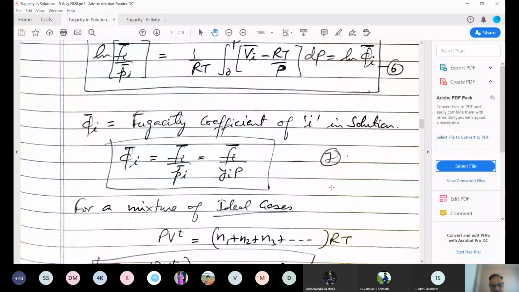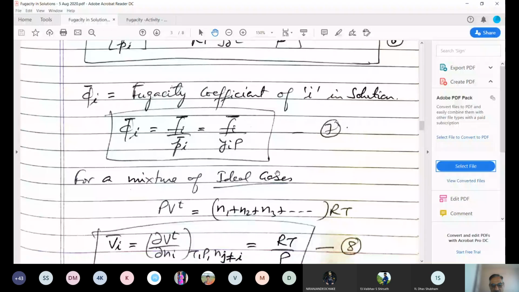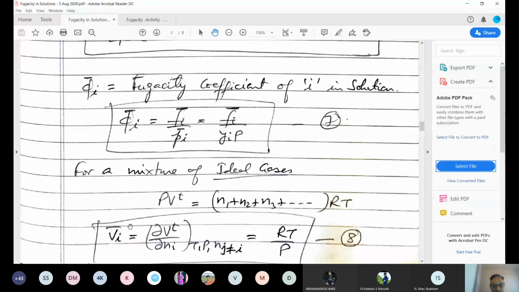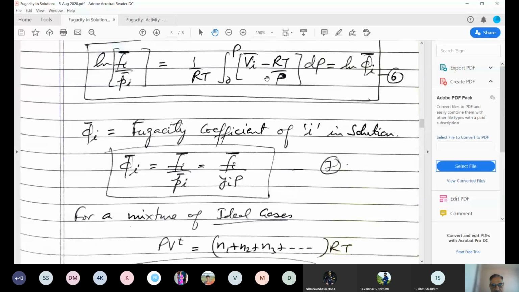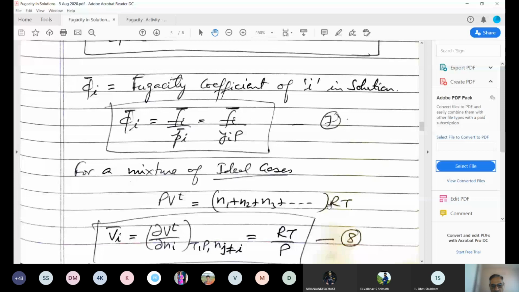For equation 8, we are saying the ideal gas will be there, so we can write PV is equal to (N1 plus N2), the total number of moles, into RT. Now we want to find out Vi bar, because this equation has Vi bar in it. So we need the equation for Vi bar for ideal gases. Vi bar is nothing but ∂Vt by ∂Ni at constant temperature and pressure, keeping other moles constant, Nj not equal to i. If we take this derivative, on the right hand side it is N1 plus N2, etc.